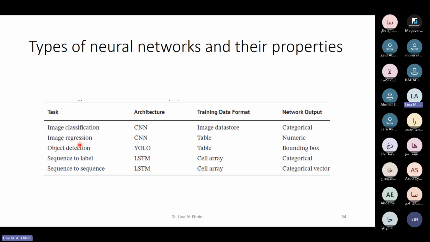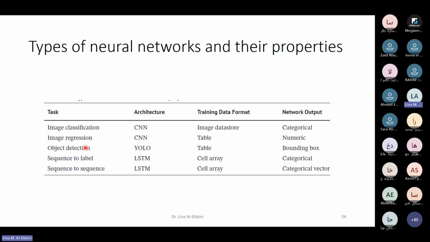When we talk about image regression, then we are talking about some quantitative data that needs to be inferred from the image. We talk about quantities such as statistical parameters. Then also CNN is applied. In this way, the training data format is an image data store, while here we have a table of data regarding the statistics. The output is categorical, since we have talked about classification, while in regression we talk about numeric outputs.